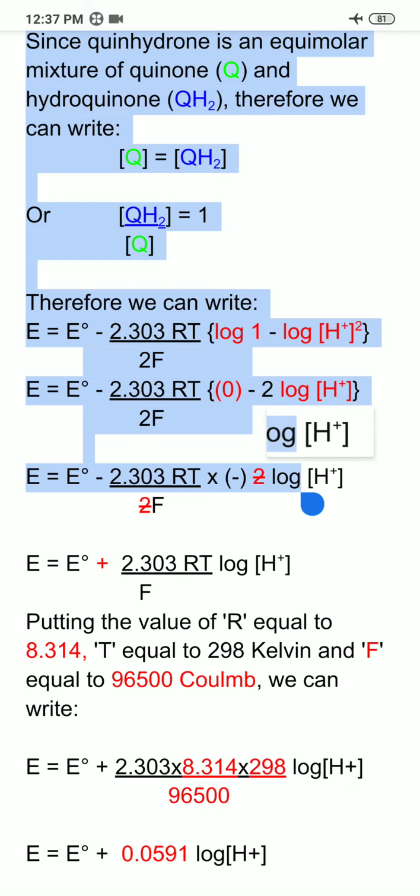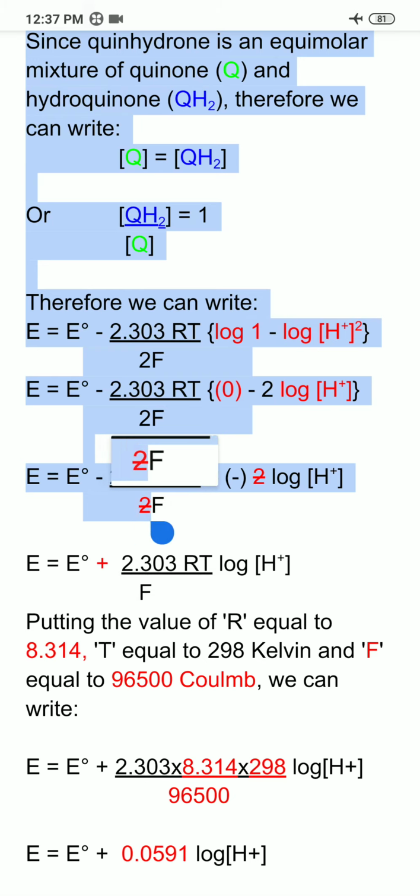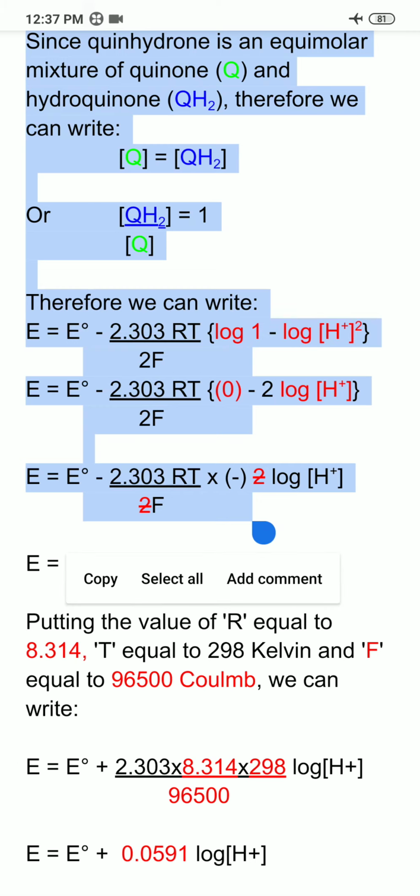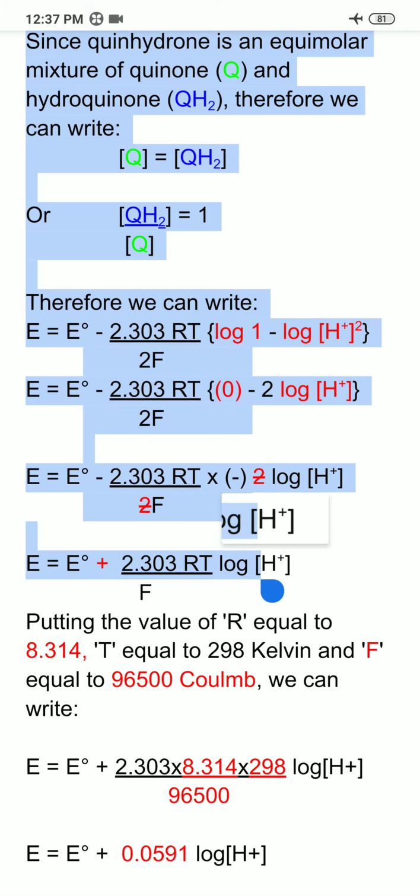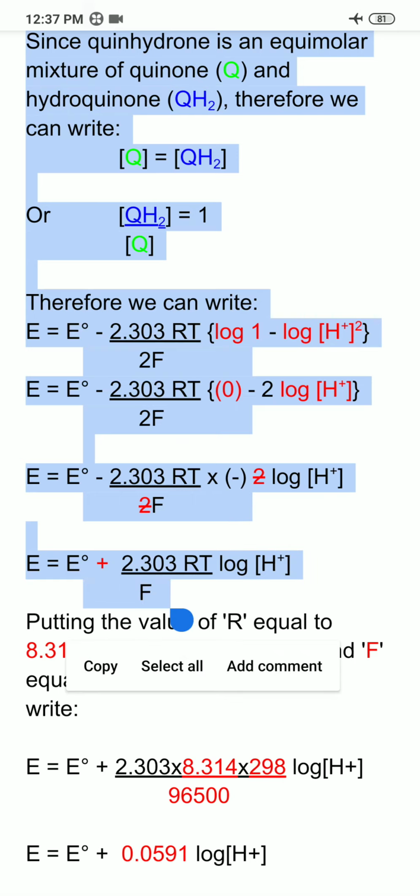But in this equation we are having 2 in the denominator as well as in the numerator. So both will cancel out each other. So I will get E is equal to E naught. Now please note that minus into minus is equal to plus. So I can write E is equal to E naught plus 2.303 RT upon F log H positive concentration.